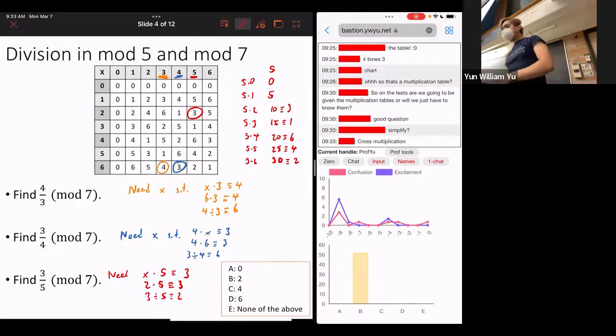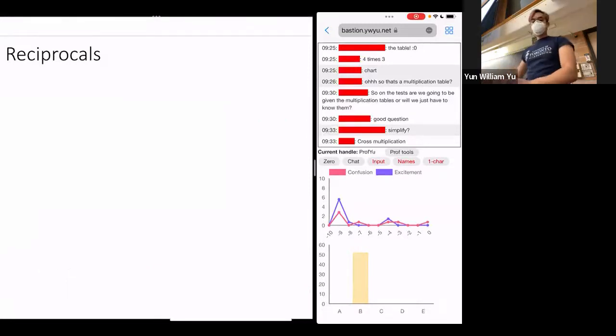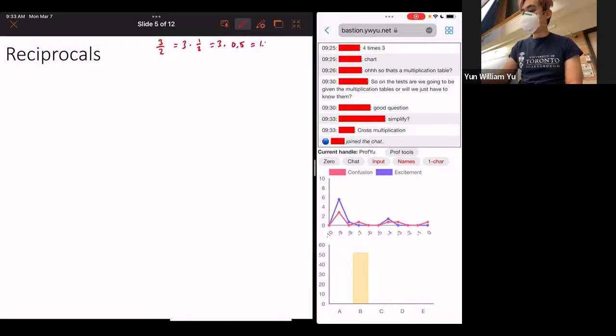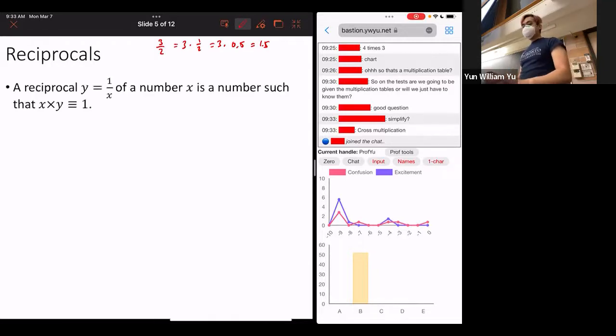So another way of doing it, though, is you can use reciprocals, right? If you're in the regime of ordinary numbers, say 3 divided by 2, one way of doing that, so we're going to go back to ordinary decimals now, is that's equal to 3 times 1/2, which is equal to 3 times 0.5, which is equal to 1.5. Okay? So one way is if you know the reciprocal of a number, you can just multiply, right? So now the question is, do we have reciprocals of numbers in modular arithmetic?